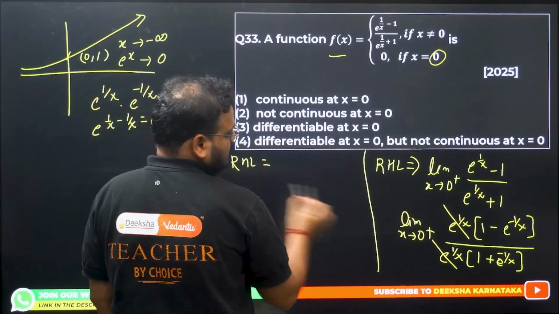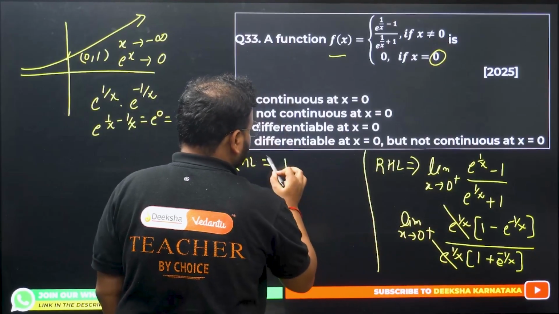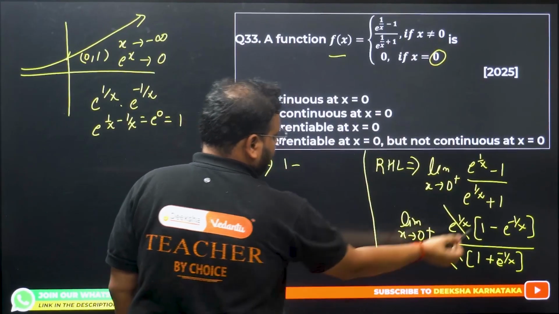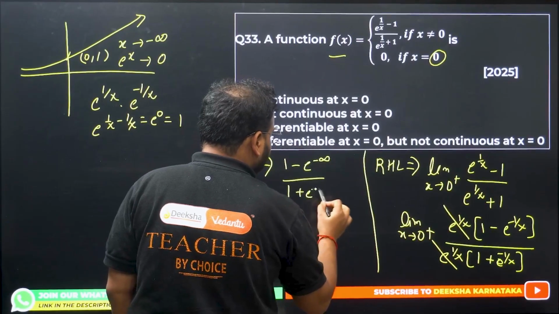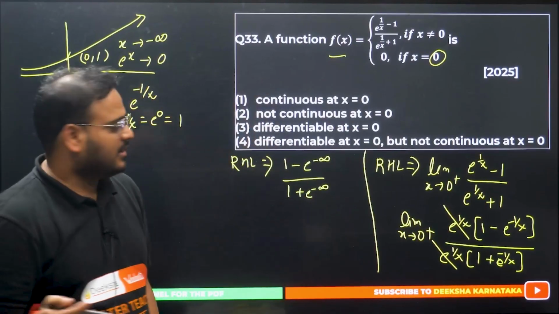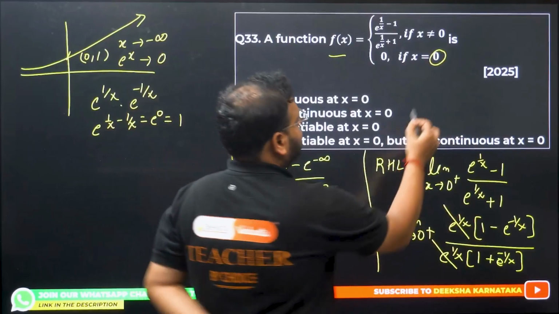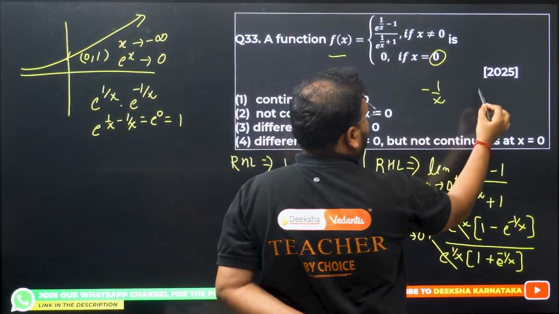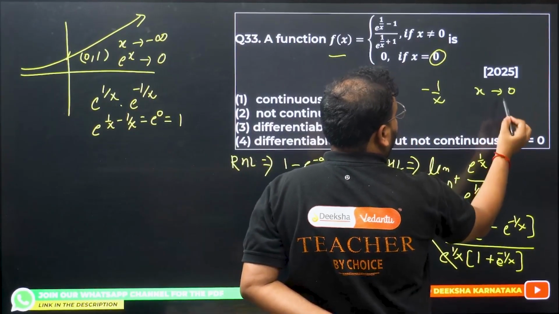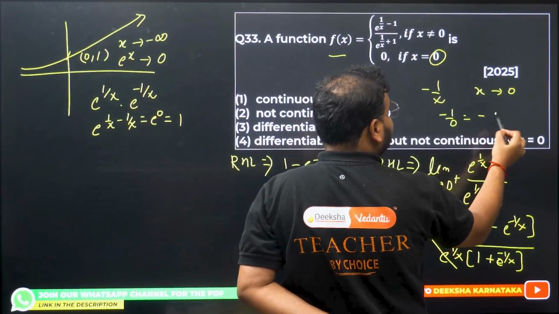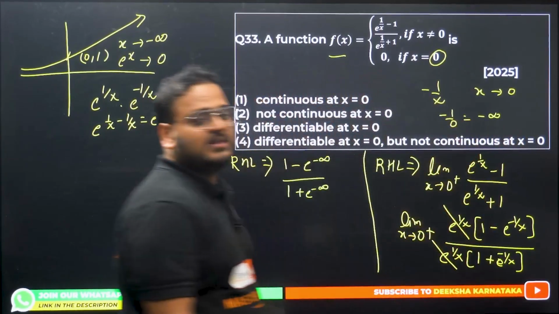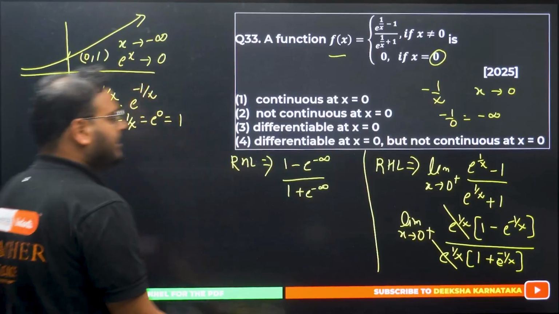It becomes in the side 1 minus, substitute now, 1 minus e power minus infinity upon 1 plus e power minus infinity. How come, sir? If I have minus 1 by x and I am saying x tends to 0, what happens to this? It will become minus 1 by 0. It will be minus infinity actually, because 1 by 0 is infinity, but there is a minus sign. It becomes minus infinity.